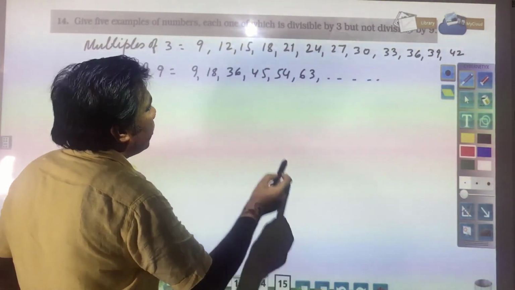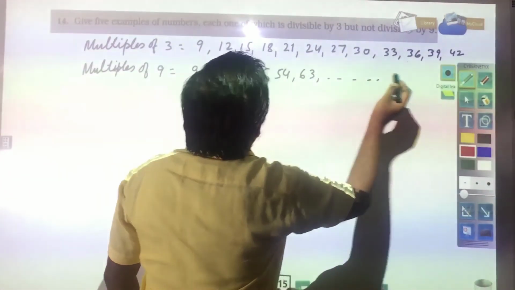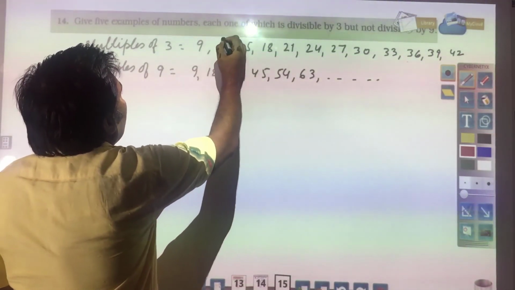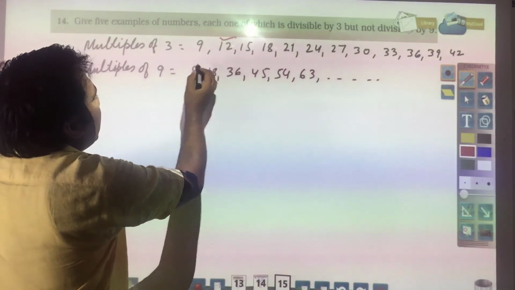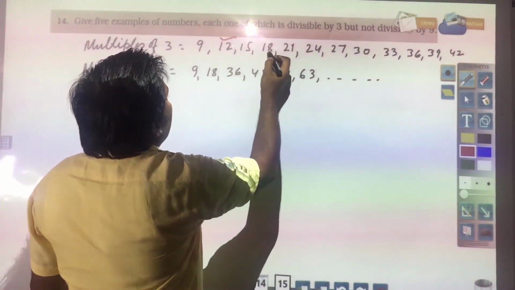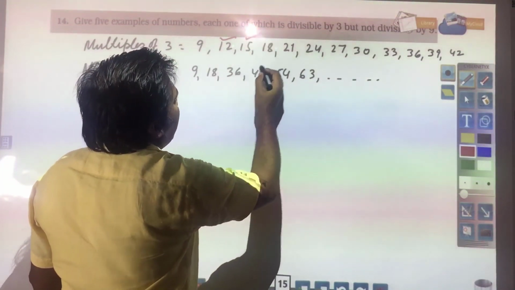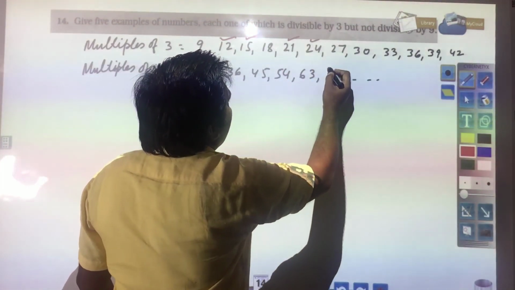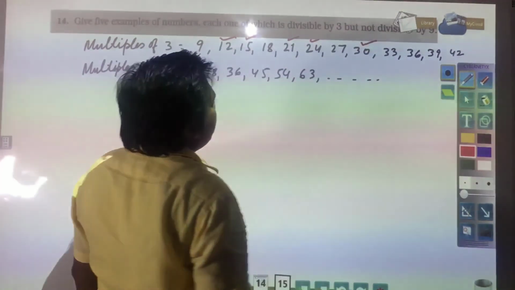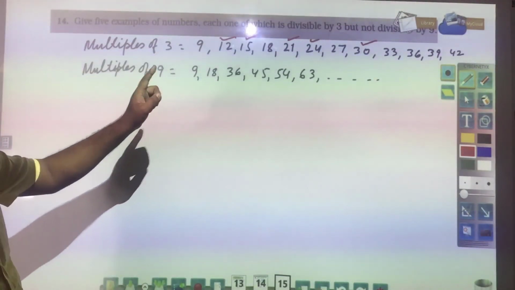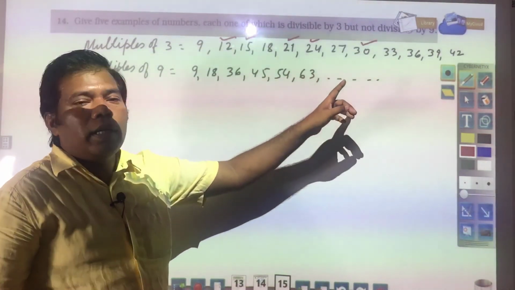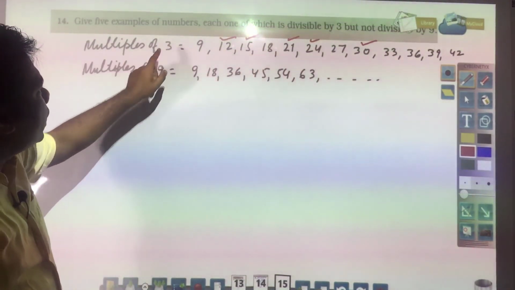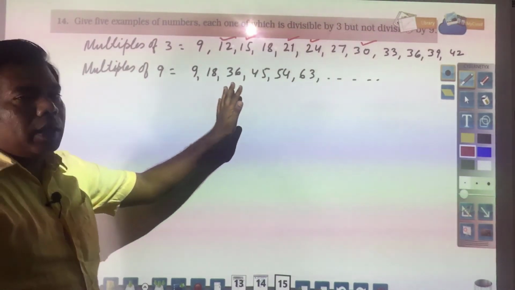Just you see which numbers are there. You can see 12 is not divisible by 9, 15 is not divisible by 9, 21 is not divisible by 9, 24 is not divisible by 9, 30 is not divisible by 9. So 12, 15, 21, 24 and 30 will be your answer, which are divisible by 3 but not divisible by 9.